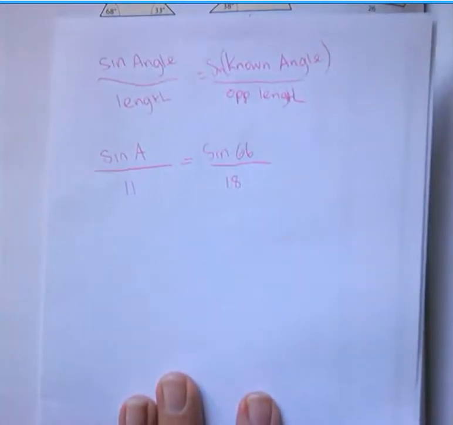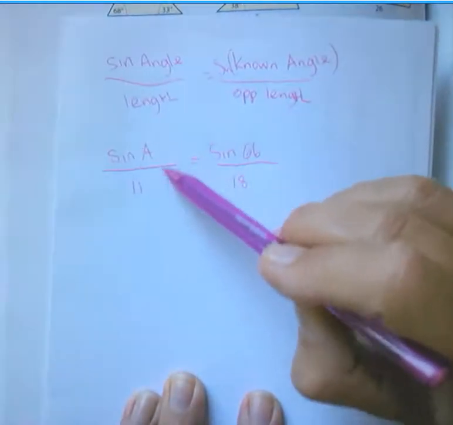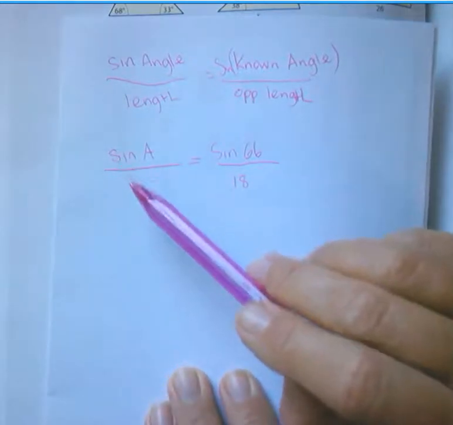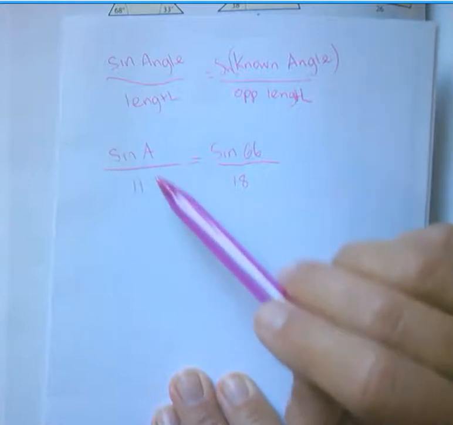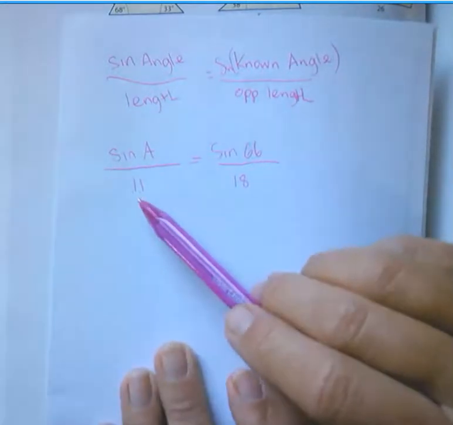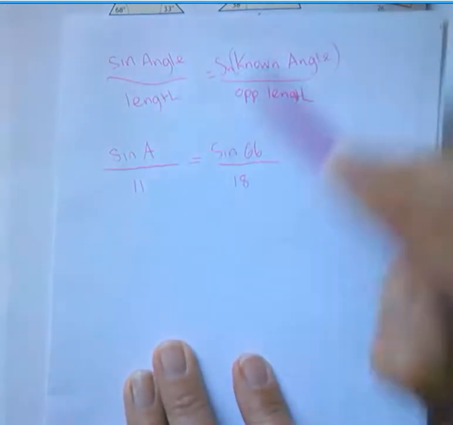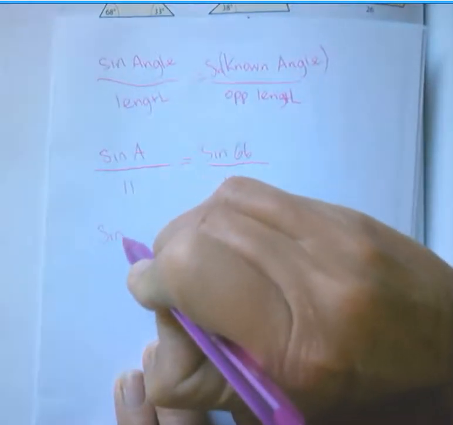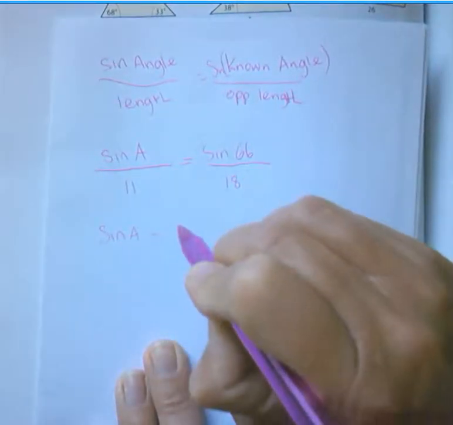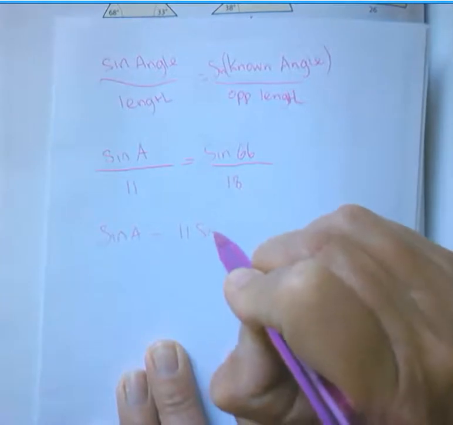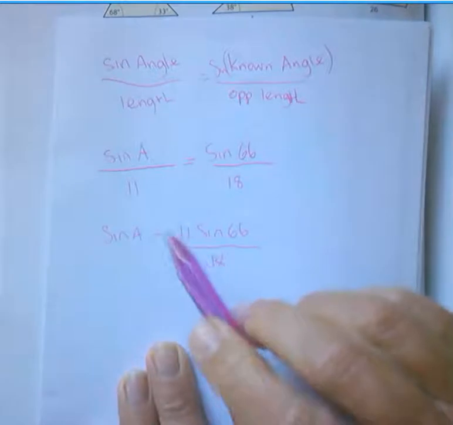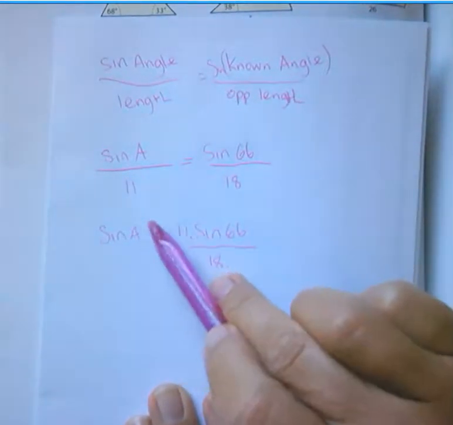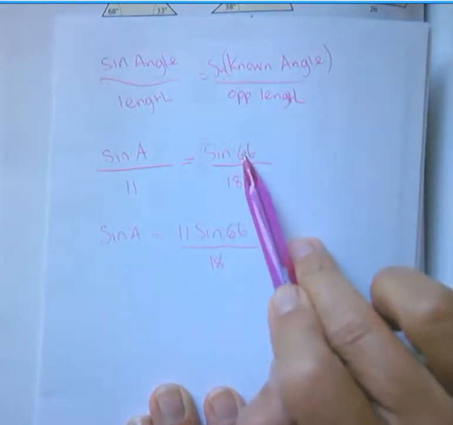Okay. Now what we want to do is get this A all on its own. At present, it's been divided by 11 and it's been worked on by a sine. So we want to move both of those. The easiest thing to do is move the 11 first. So take it in steps. So you go sine A is 11 times sine 66 over 18. So it was below the equal sign, so when it came across the equal sign, it went above.